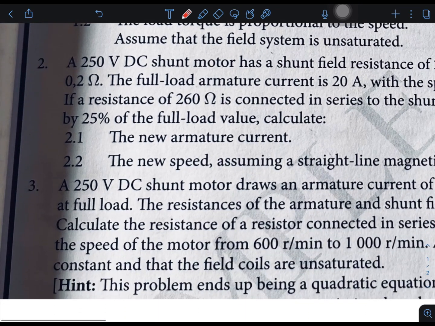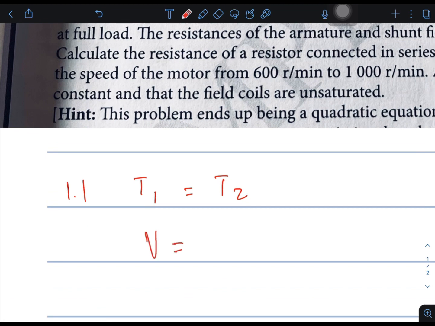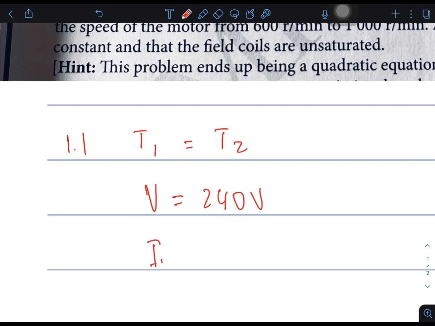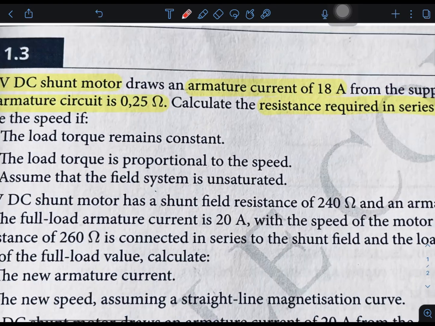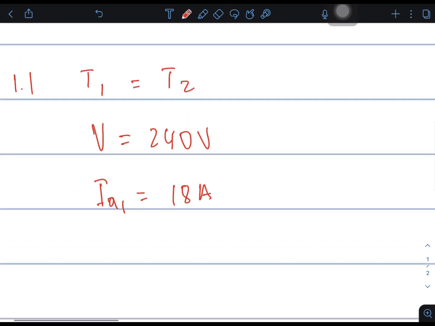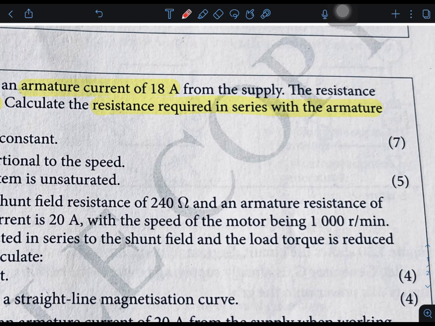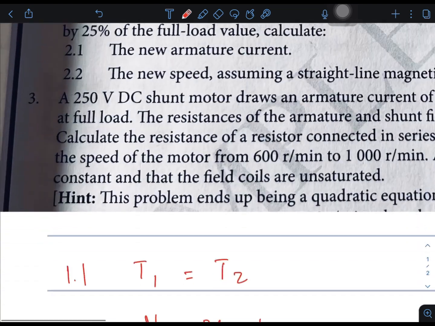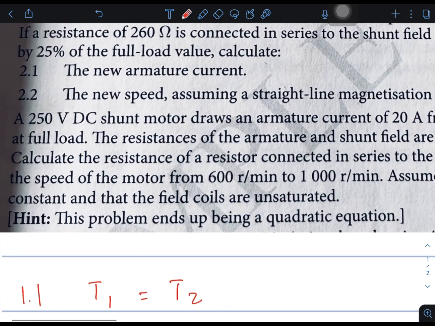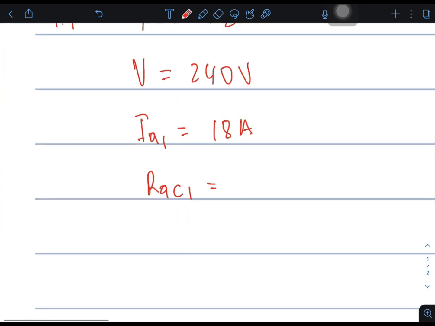Let us write our given. We are given a supply voltage of 240 volts. We are given the armature current, let us call it IA1, which is 18 amps. Then we are given the armature circuit resistance, RAC1, which is equal to 0.25.